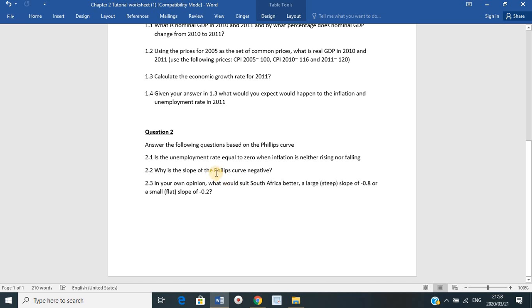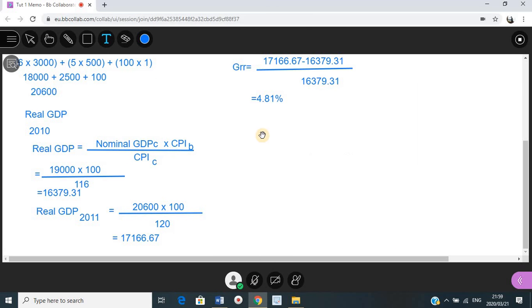So that's the thing. Okay, what is the slope? Why is the slope of the Phillips curve negative? There are explanations behind this. First of all, due to the relationship, this is the law of Phillips, which states that when inflation is high, we expect the unemployment rate to be low, and vice versa. But the reason why is that, let me just try and show it here.